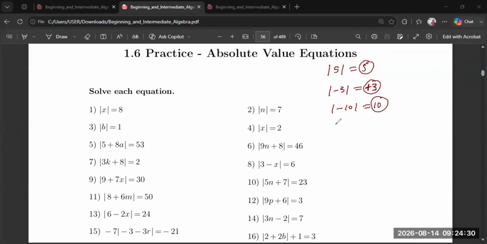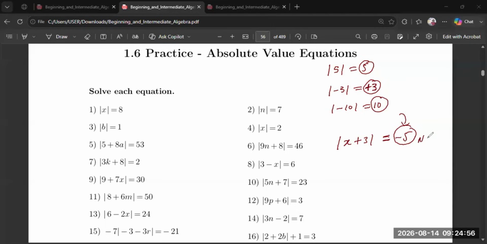So that means absolute value can never give you a negative result. For instance, if I have the absolute value of x plus 3 equal to minus 5, ladies and gentlemen, this problem has no solution. Why? Because absolute value cannot give you a negative result. Okay?